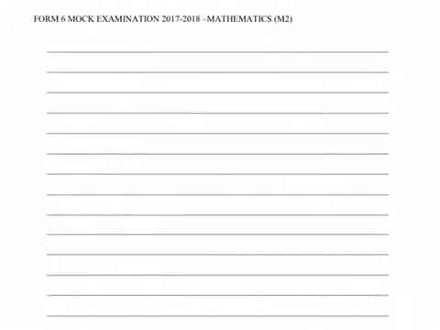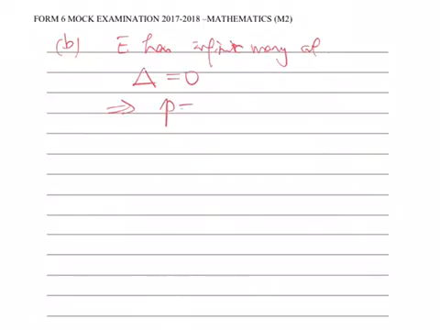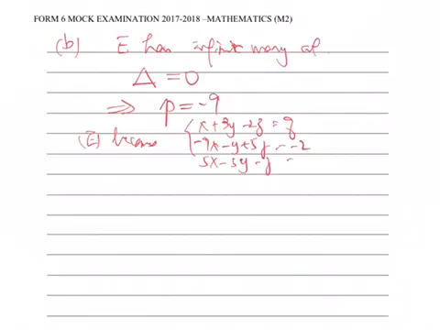Now for part B, we are assuming that E has infinitely many solutions. If this is the case, it means that the determinant, delta, should be 0. So we get that p must be equal to minus 9. Under this assumption, E becomes x plus 3y minus 2z equal to q, minus 9x minus y plus 5z equal to minus 2, and 5x minus 3y minus z equal to 10.